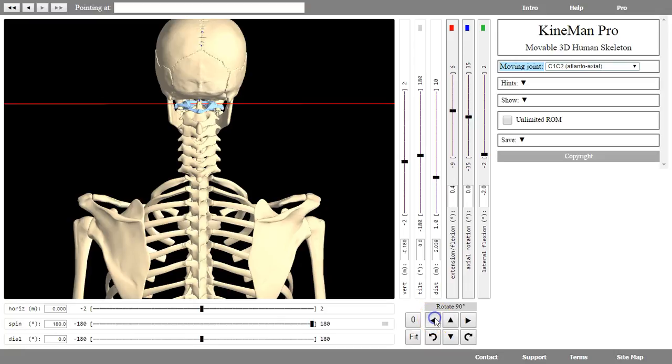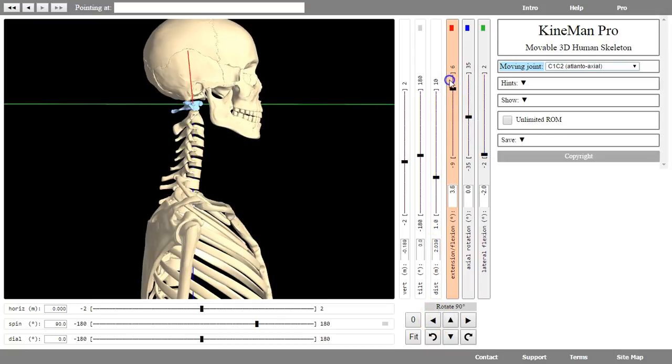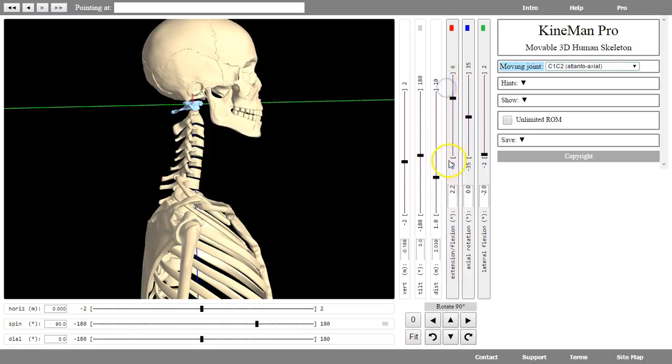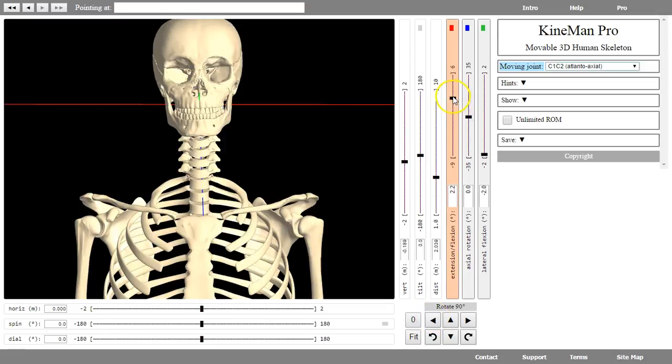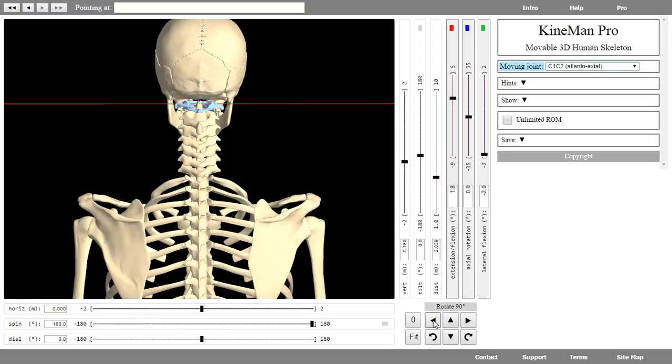Here's what it looks like from the lateral view. And here's what it looks like from an anterior view. Now let's go back to the posterior view.